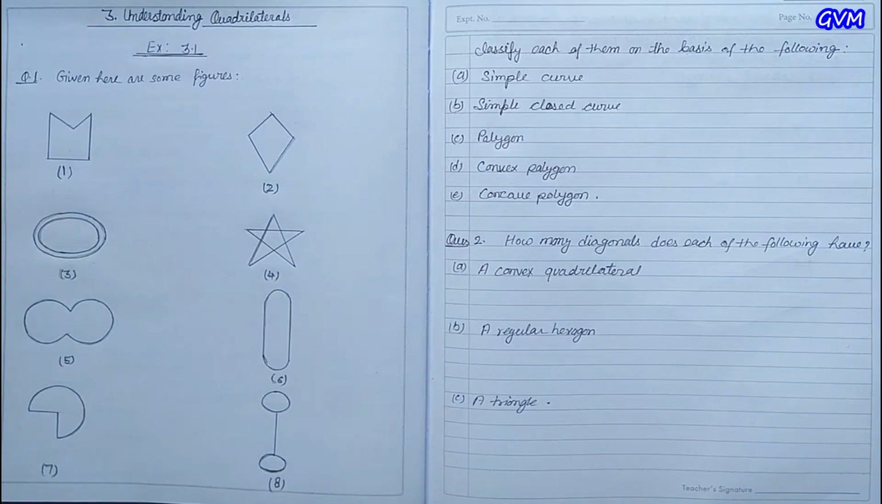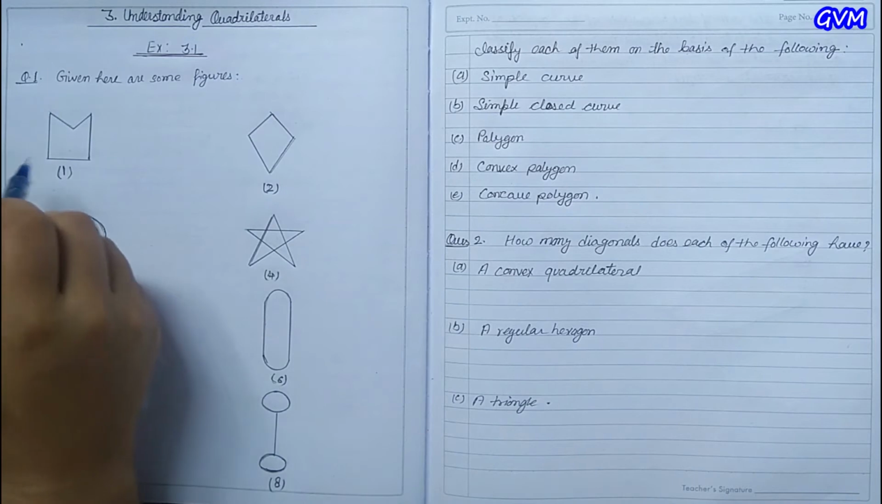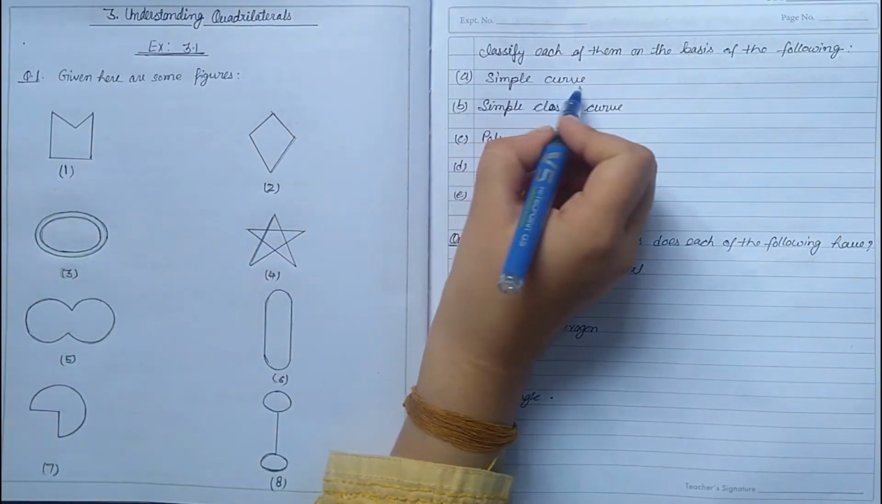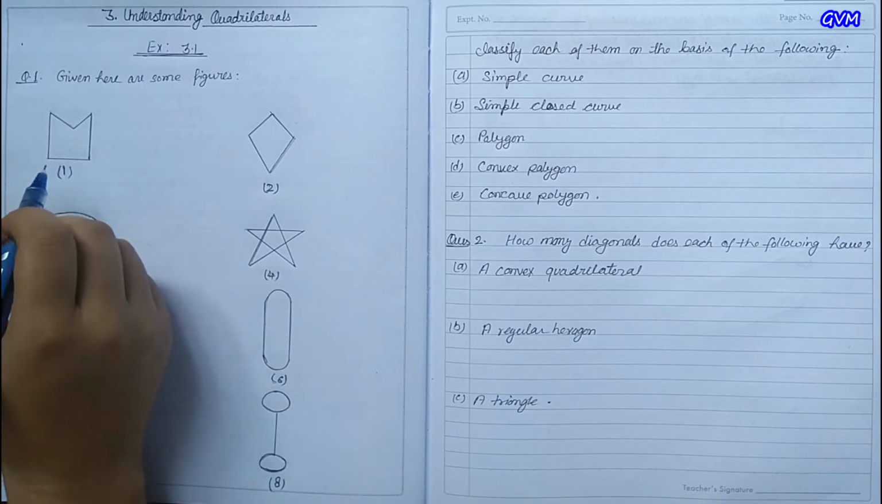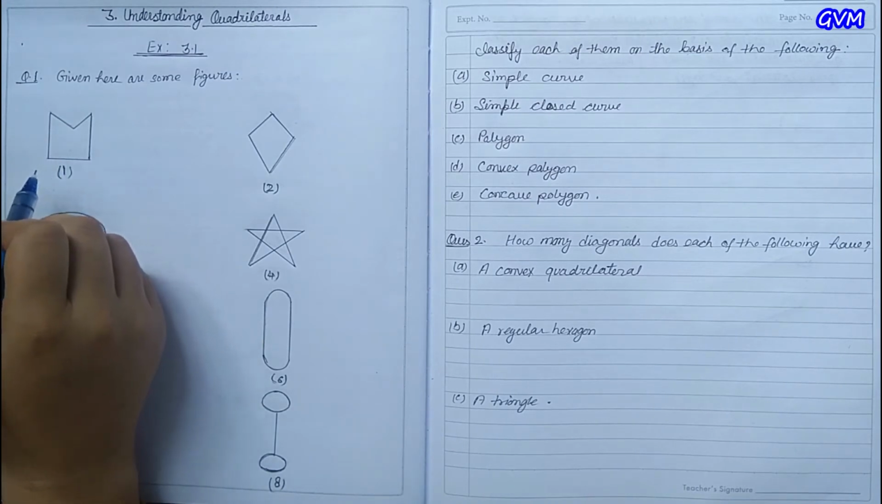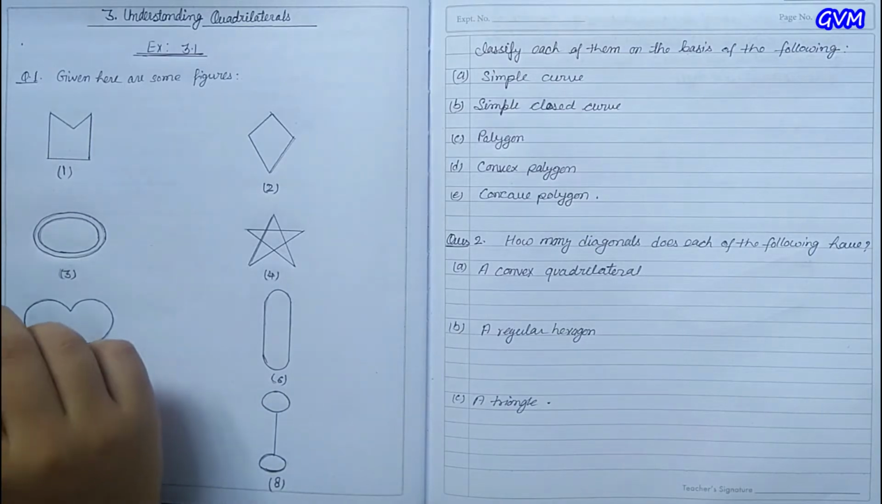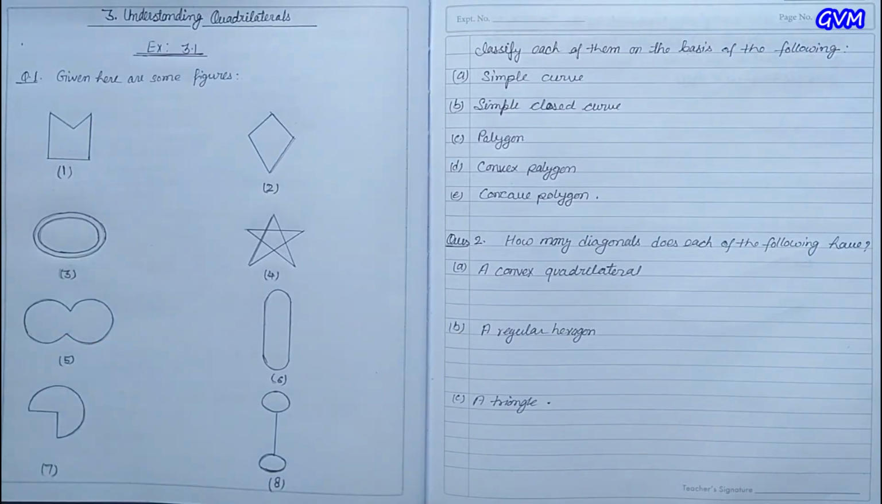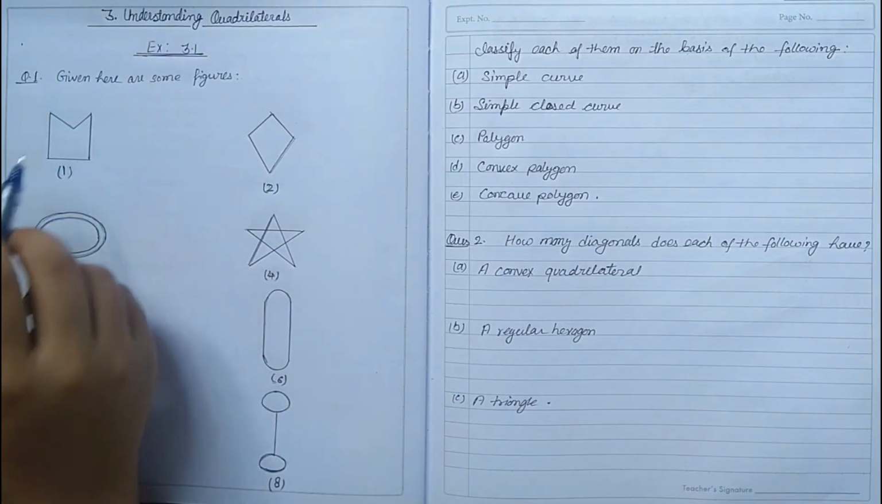Okay, so first is this figure. First let's see simple curve. Is this a simple curve? So yes, it will come under the simple curve. Okay, what is a simple curve? A curve that does not intersect itself. So it is not intersecting itself, so it is a simple curve.